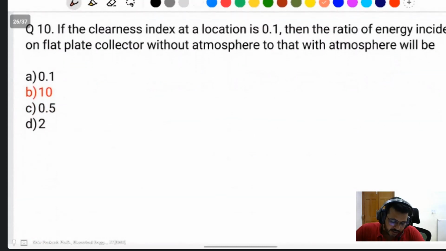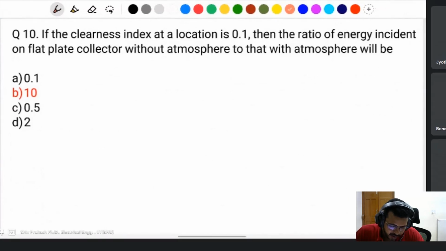If the clearness index at the location is 0.1, then the ratio of energy incident on a flat plate collector without atmosphere to that with atmosphere will be?